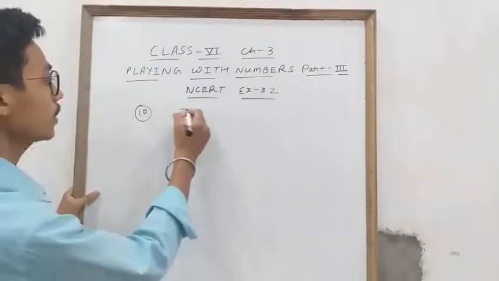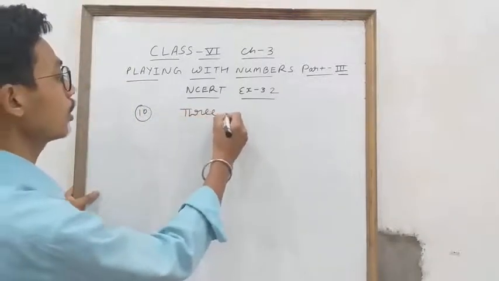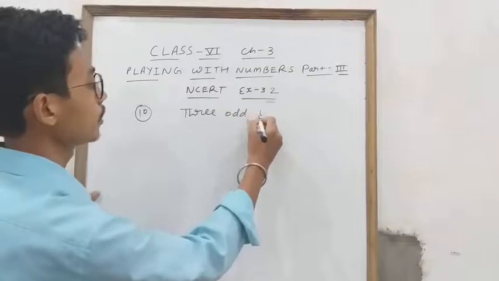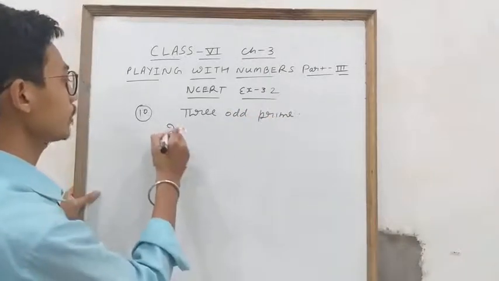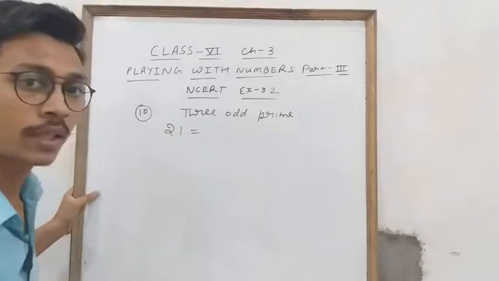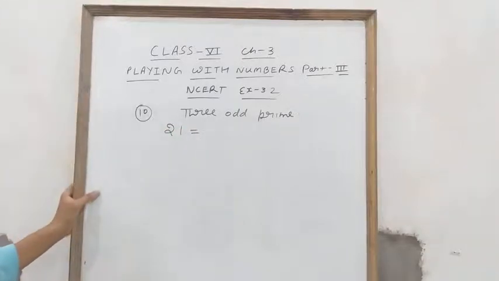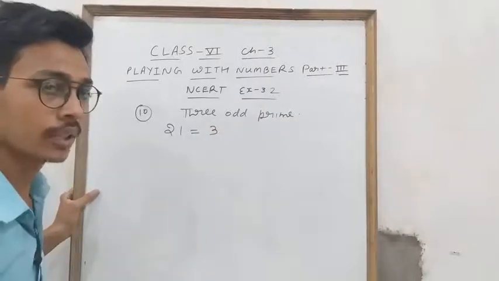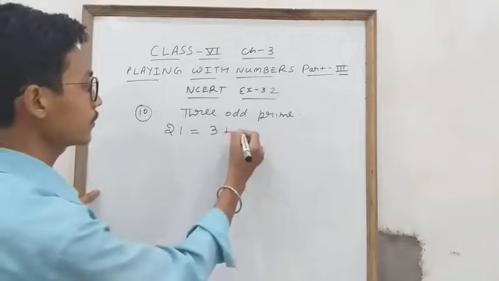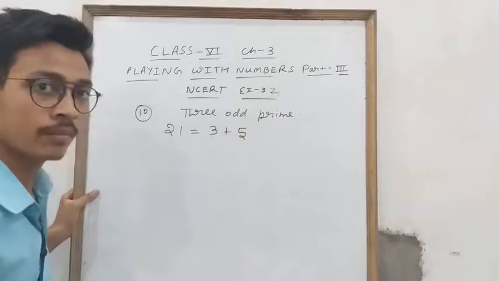Express each of the following numbers as the sum of 3 odd primes. See student, you have to write it as 3 odd primes. It is given 21. How will you write 21? 21 I can write down 3. 3 is odd and prime. 5 is also odd and prime.